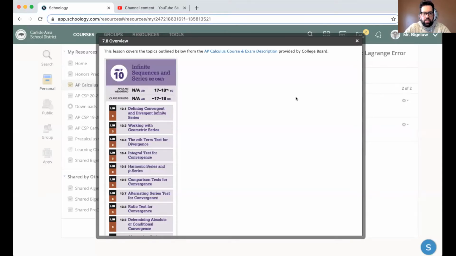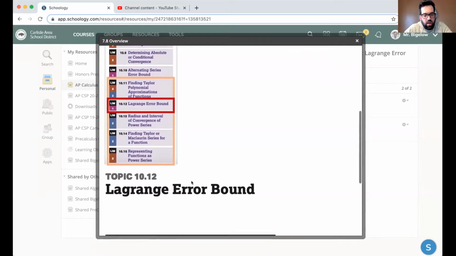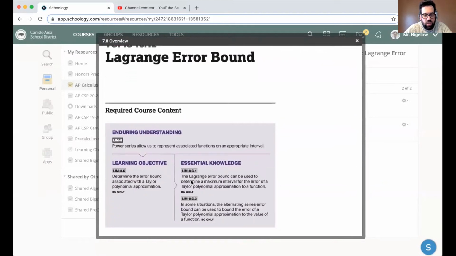Hey Calc BC, today we are going to start learning about lesson 7.8, Lagrange error bound. This is our second to last, or penultimate, if you will, lesson in Unit 7. And we're finally coming back up to 10.12 in College Board's version of the units, Lagrange error bound. And if we take a look at the essential knowledge, we're going to be hitting this first point today.